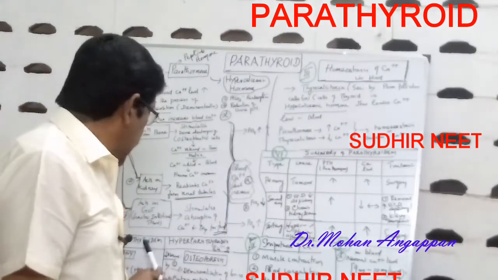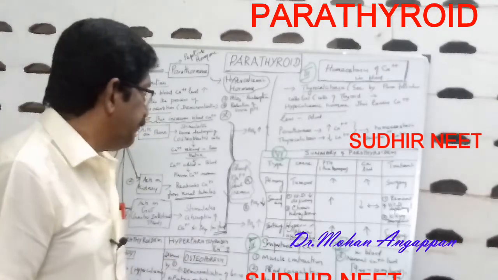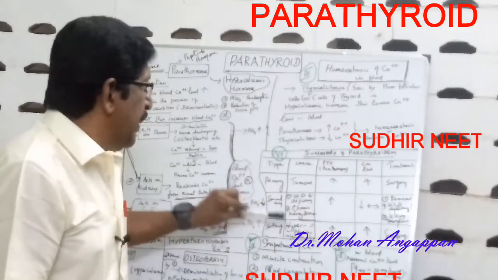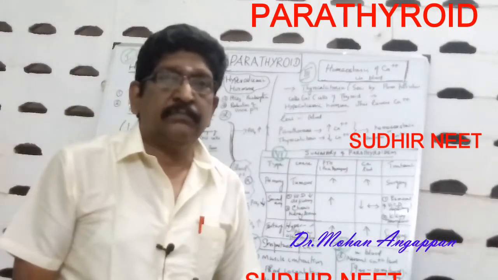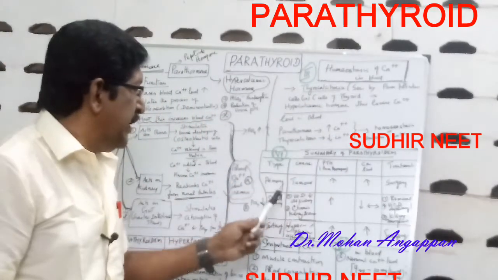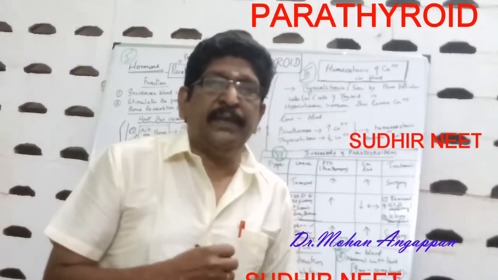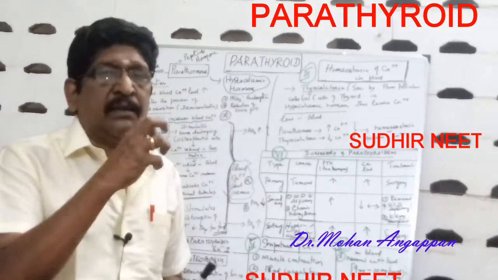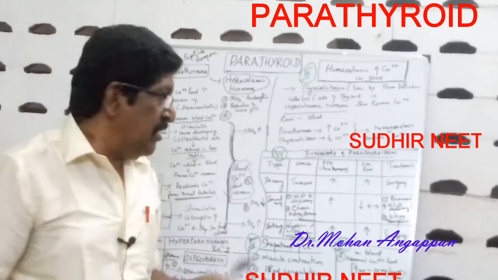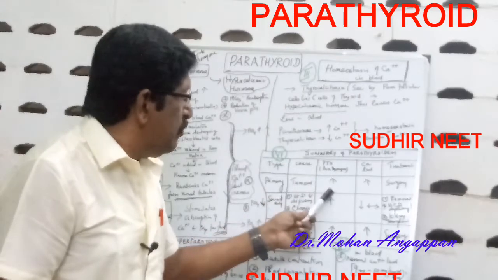So this is about hypoparathyroidism and hyperparathyroidism. If you take the summary of the parathyroidism, there are three types of parathyroidism: primary, secondary and tertiary. So primary parathyroidism is due to the tumor in the parathyroid gland. Due to the tumor in the parathyroid gland, primary parathyroidism occurs, wherein the parath hormone increases.